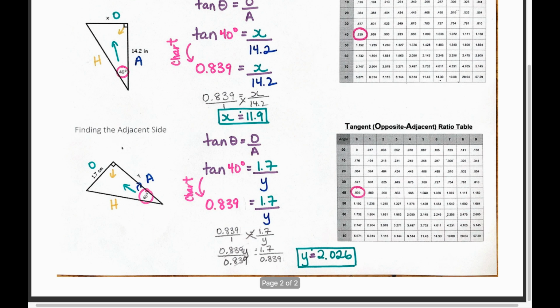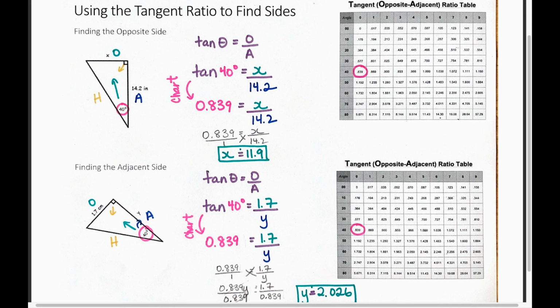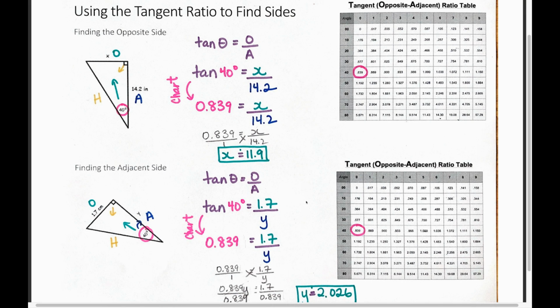So the other thing we can use the tangent ratio for is to help us find unknown sides in right angle triangles. And I'm going to show you two different strategies for finding sides in right angle triangles. One when we're looking for the opposite side and one when we're looking for the adjacent side.